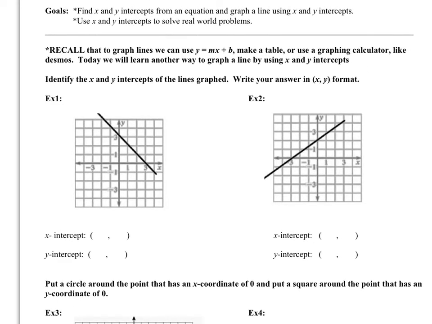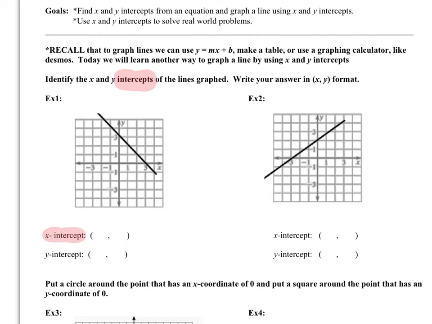If you think about that word intercept, it sounds a lot like intersect. And so an x-intercept is going to be where the line intersects the x-axis, and the y-intercept is going to be where the line intersects the y-axis. You're going to identify the x and y-intercepts of these graphs, and we're going to write our answer below in ordered pair form. So first, I'll start with the x-intercept.